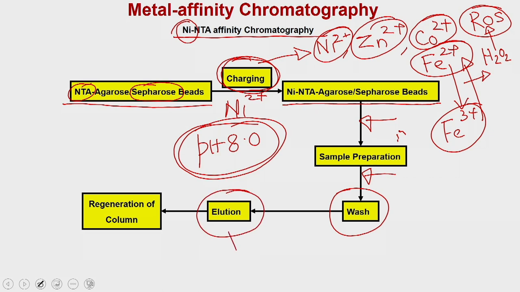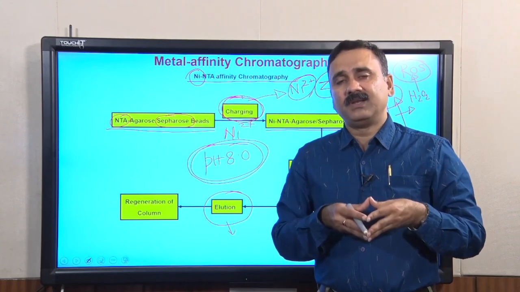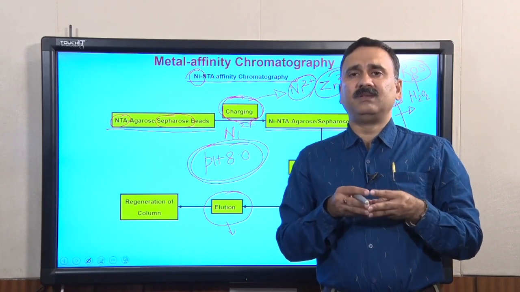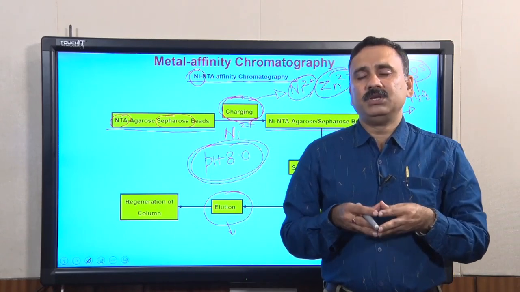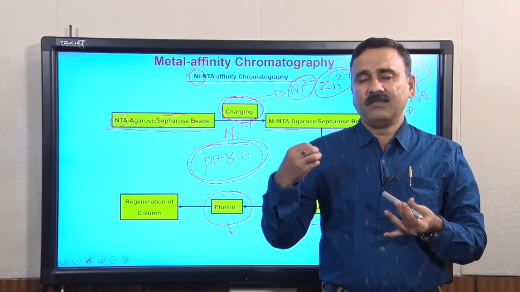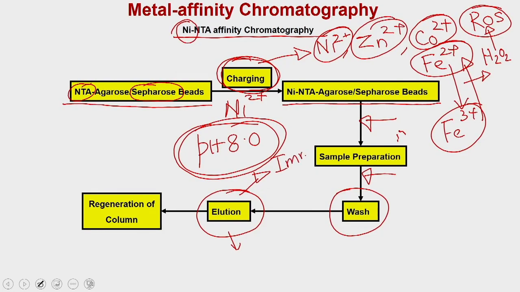In this case, the elution is going to be done with the competitive buffer. Ideally we should apply histidine, because histidine is the competitive amino acid which you can use. But because histidine is very, very costly, and histidine contains the imidazole ring, you can use any compound which contains an imidazole ring. So in that case, people use imidazole instead of histidine. Using imidazole is the simplest way. You can use imidazole at somewhere around 5 to 500 millimolar concentration, and that should elute the protein from the column.